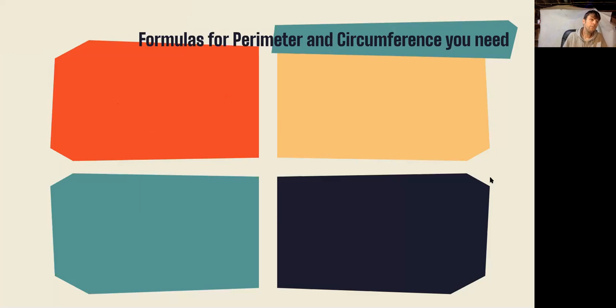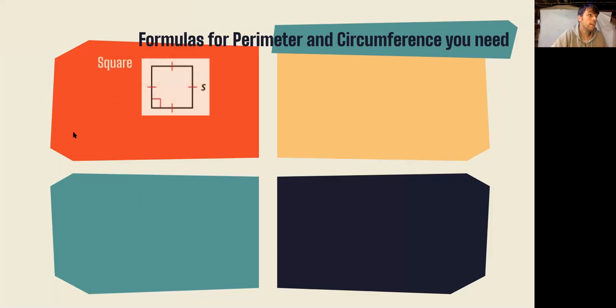So we have a few formulas for perimeter and circumference. Again, you don't need to memorize these, but we'll talk about them as I put them up here. So for a square, so this is a square. A square has all right angles, all the sides are equal. So all of our sides of this square are going to be labeled as S.